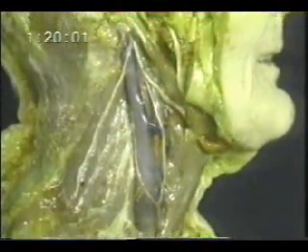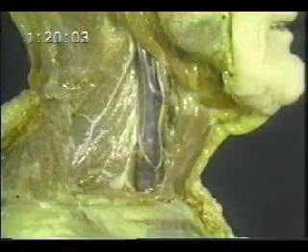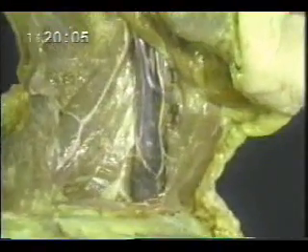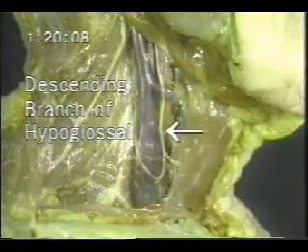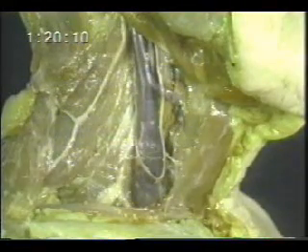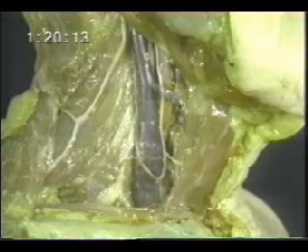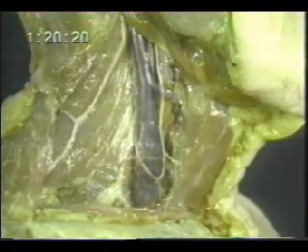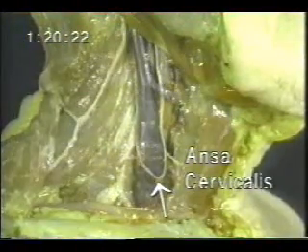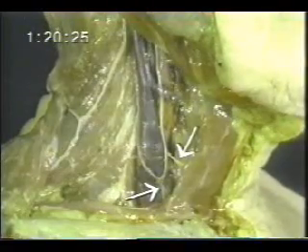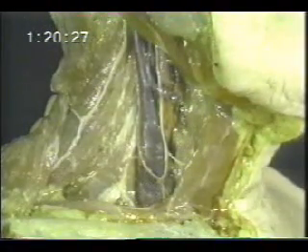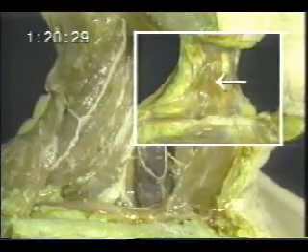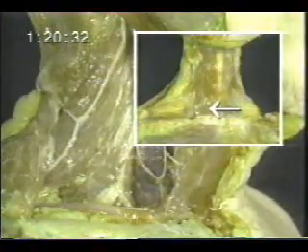To look at the descending branch of the hypoglossal nerve, we'll go further down the neck. Here's the descending branch of the hypoglossal nerve. Its fibers in fact come from C1. It passes downwards and forwards in front of the internal jugular vein. It's joined by this branch from C2 and 3 to form a loop called the ansa cervicalis. The branches that arise from the ansa cervicalis provide the motor supply to all 4 of the infrahyoid muscles.